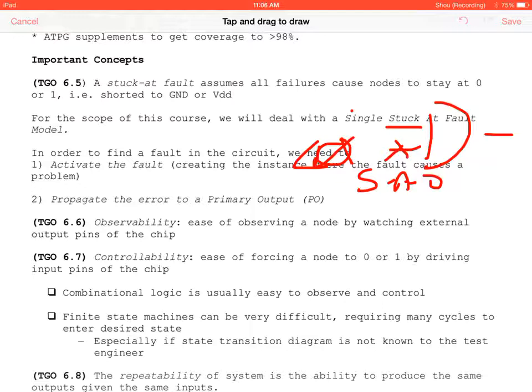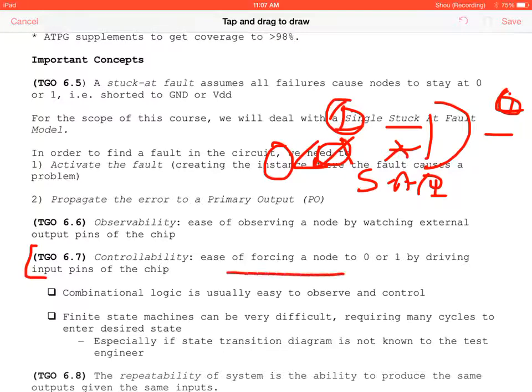Now, if it's stuck at 1, that means we put a 0 here, and then if we put in a 1, we're expecting 1, 1 to get, should get a 0, but we get a 1. If we put in a 0, then it's still going to be 0 on that output. So we have to have this idea of observability, and the second part here is controllability.